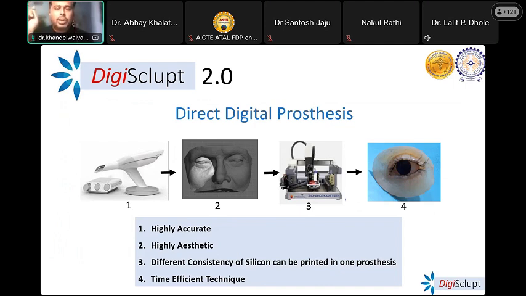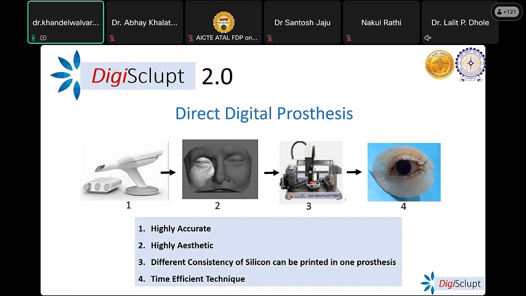Another is that our skin differs in pigmentation with respect to area, somewhere it is dark, somewhere it is fair. That gradient we can also match during the direct 3D printing of such processes. So this is our future work, which we are doing in this domain.